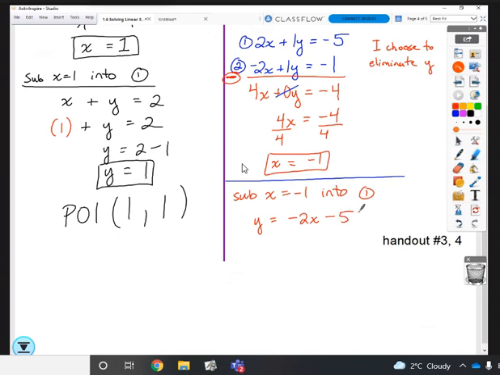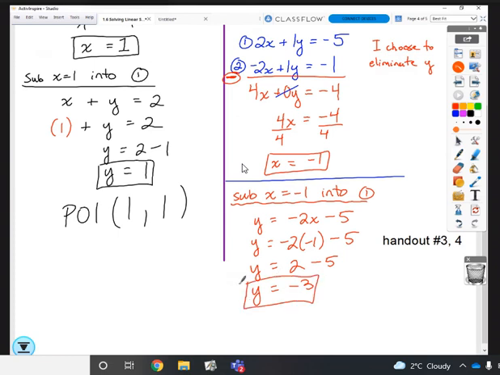Okay, and we're subbing in x as negative 1. So negative 2 times negative 1 minus 5. And we should get positive 2 minus 5, which is negative 3. Therefore, point of intersection is negative 1, negative 3. Questions about that, folks?